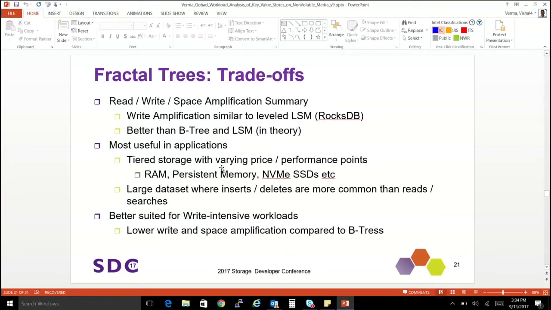In theory, write amplification is similar to LSM. It's better than B-tree and LSM in theory, but for the leveled LSM case, it's similar for fractal tree. And then fractal trees are also suited for write intensive workloads. They tend to have lower write and space amplification than a B-tree, but we would see how they actually compare when we test it out.